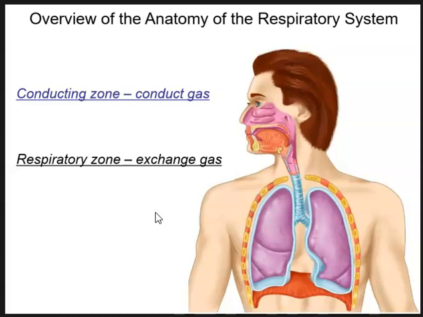So the conducting zone begins with the nose and ends with the terminal bronchioles. The respiratory zone does start at the respiratory bronchioles. So basically, where the terminal bronchioles end, the respiratory bronchioles begin, and the respiratory bronchioles are where the respiratory zone starts. And the respiratory zone will go from the respiratory bronchioles to the terminal clusters of alveoli called alveolar sacs.